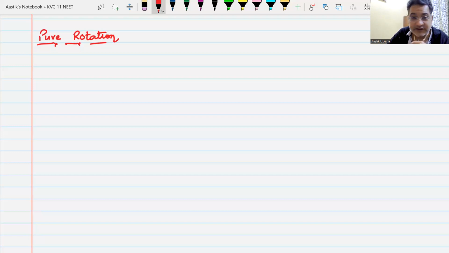Fan, sir. Yes, the motion of the fan. When you switch on your fan, my dear friends, the motion of the fan is pure rotation. Now we are picking. Can anyone give me any other example of pure rotation? Motion of the fan is pure rotation. Anything else?